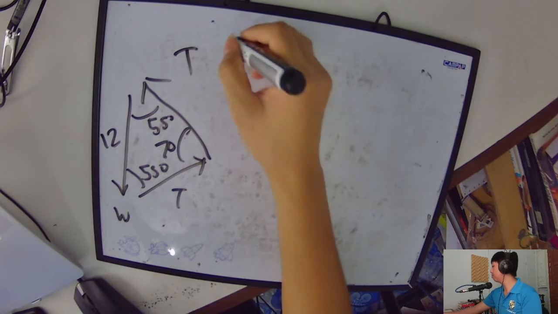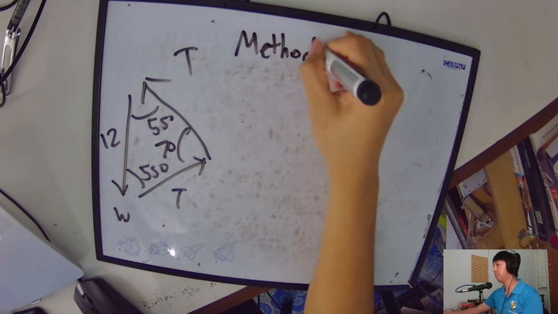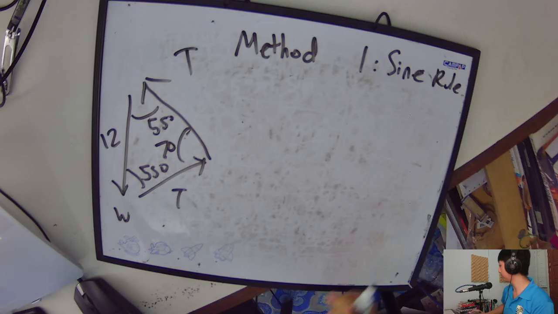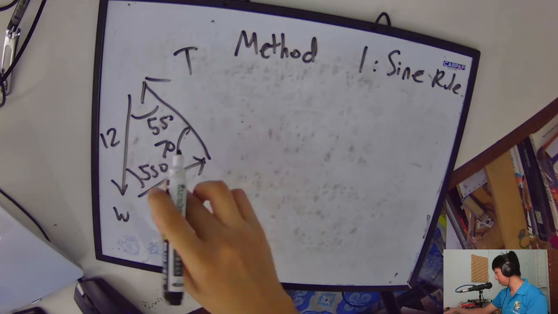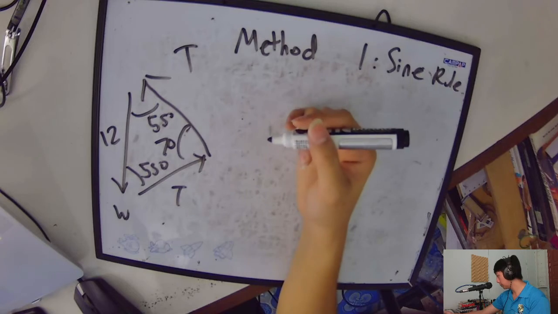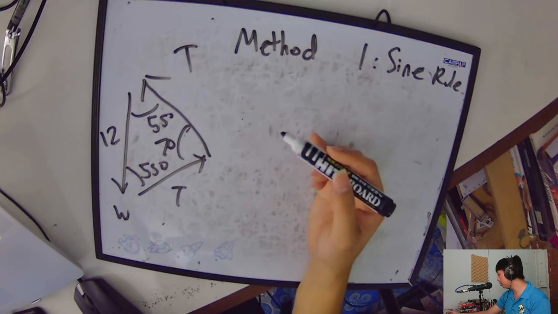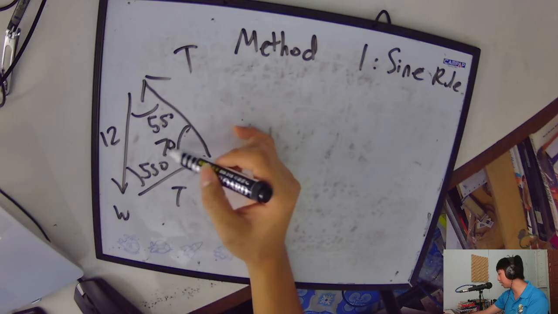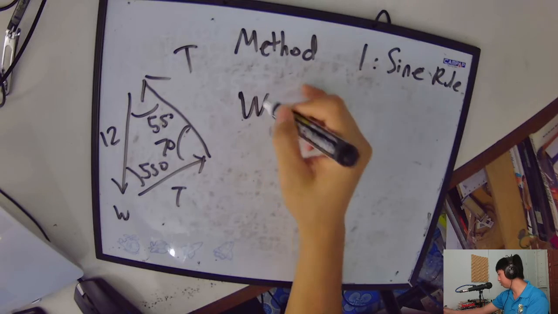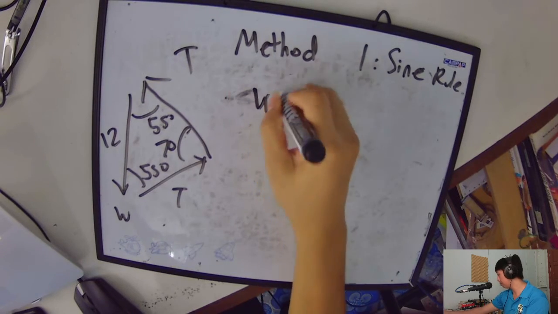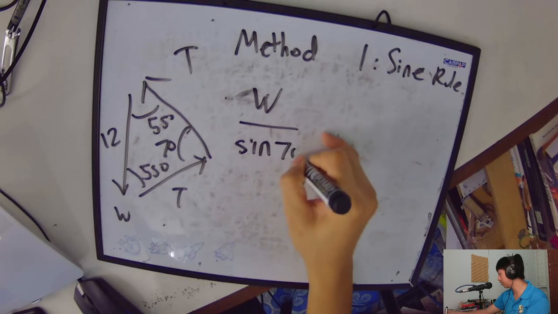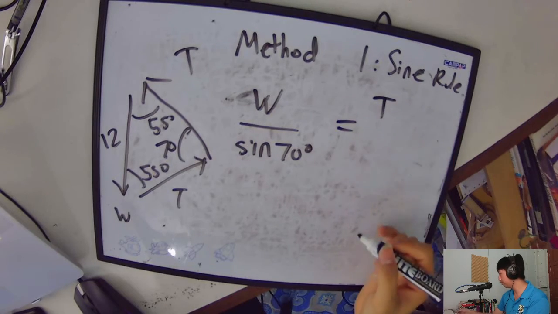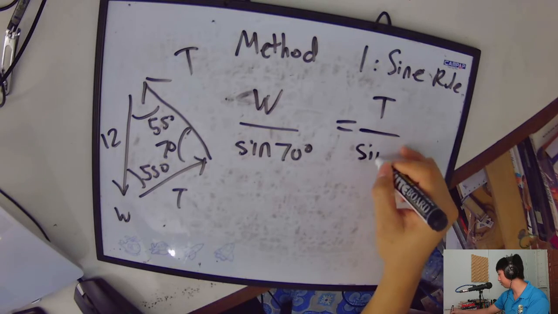So, method 1, using the sine rule. According to the sine rule, we have one side that we already know and one angle that we already know. So W over sin 70, these two, is definitely equal to T over sin 55.